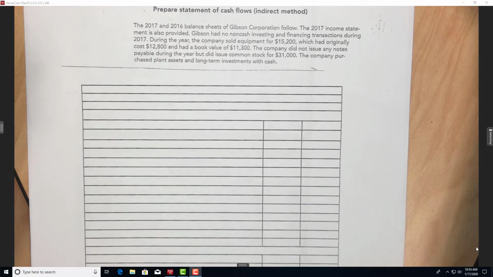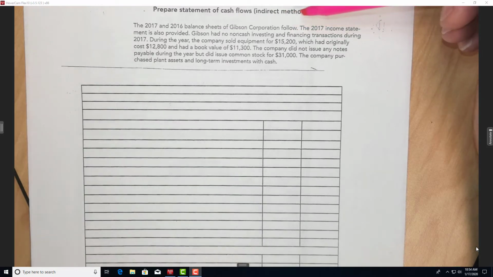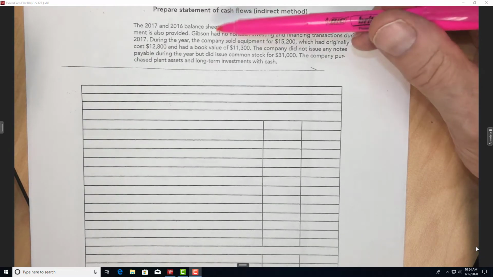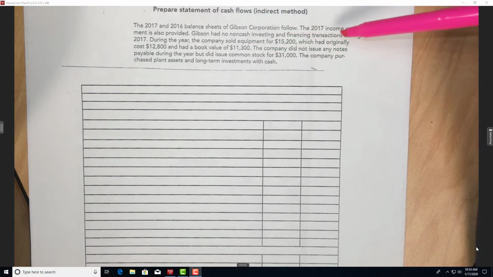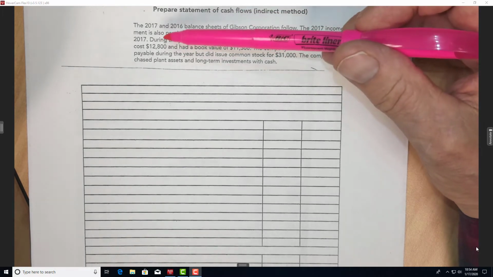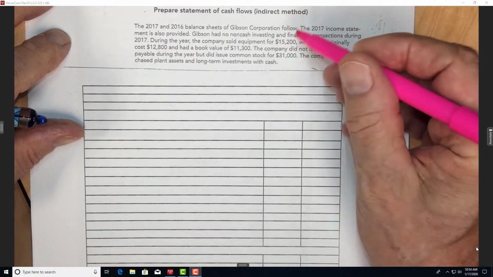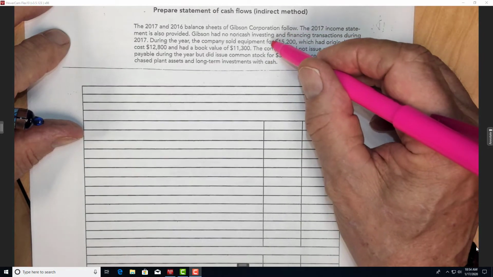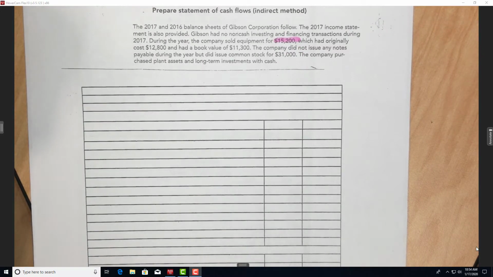So here's the problem. It reads: in 2017 and 2016, balance sheets of Gibson Corporation follow. The 2017 income statement is also provided. Gibson had no non-cash investing and financing transactions during 2017. During the year, the company sold equipment for $15,200. This will be important since the statement of cash flow is about the flow of actual cash flowing in and flowing out of the company.